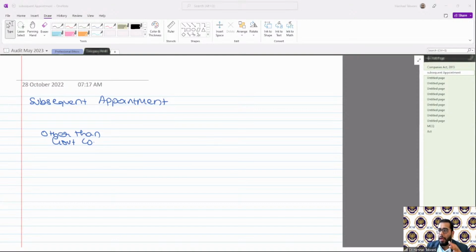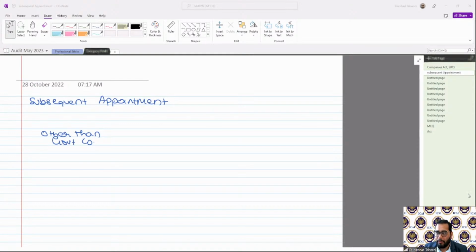The procedure is that once an auditor has been appointed, he shall hold office from the conclusion of first general meeting to the sixth general meeting. Okay, and there is rule 3 which provides how you need to appoint a subsequent auditor after the conclusion of first annual general meeting, because till the first annual general meeting, the auditor has been appointed based on the first appointment. Okay, now subsequent to the conclusion of first annual general meeting, these provisions will be applicable.